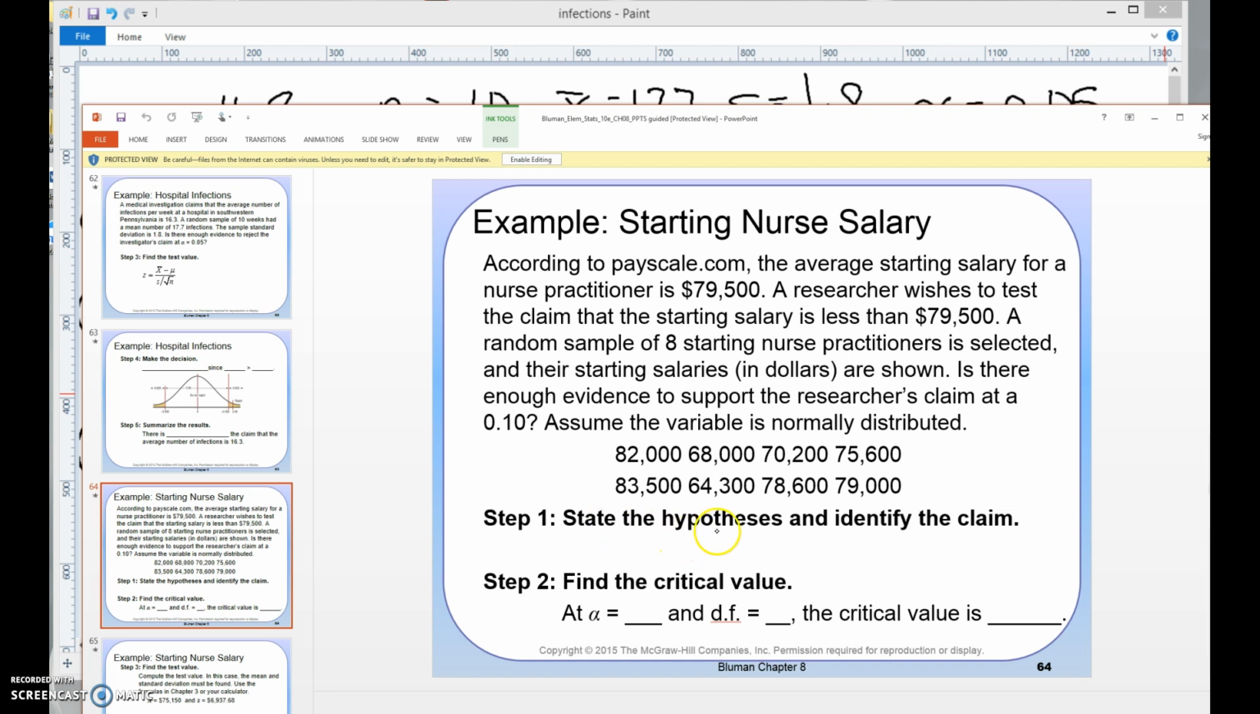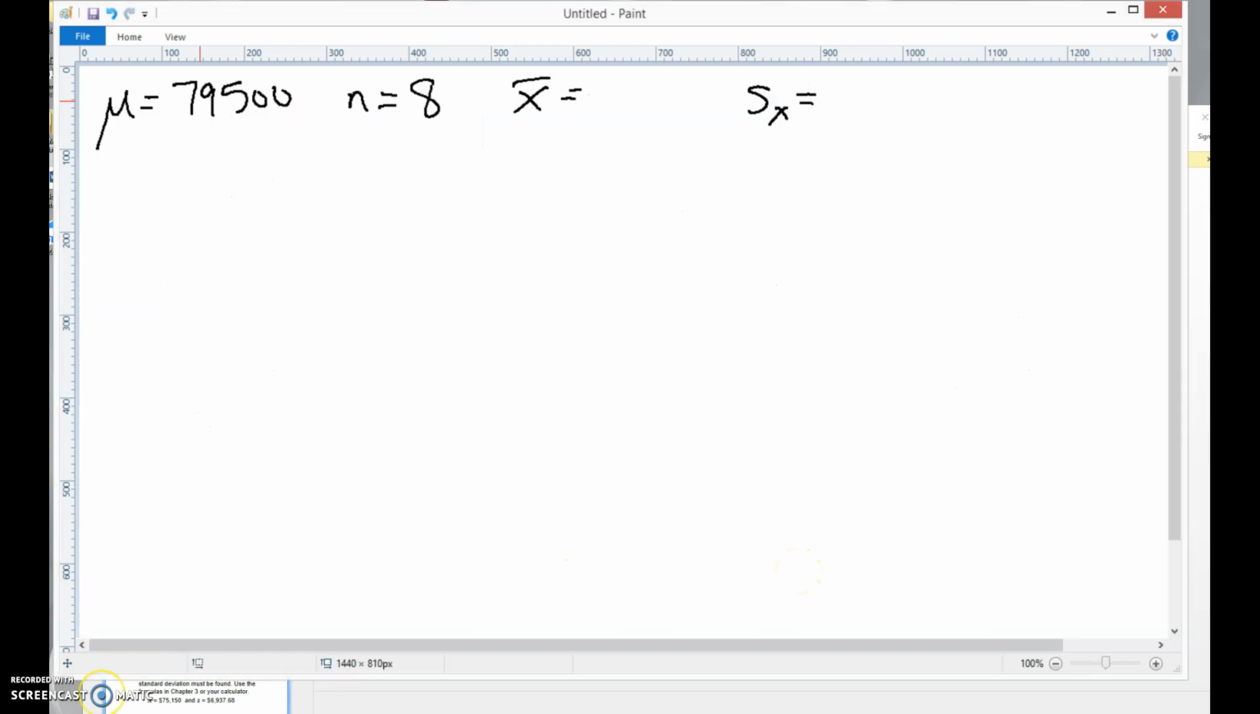Here we want to identify the hypothesis and identify the claim. And then from there we're going to go to the critical value. At this point in the problem, I am only given the mean of the population and the number in the sample. I do not know my mean of the sample, and I don't know the standard deviation of the sample. We'll get to that in just a little bit.